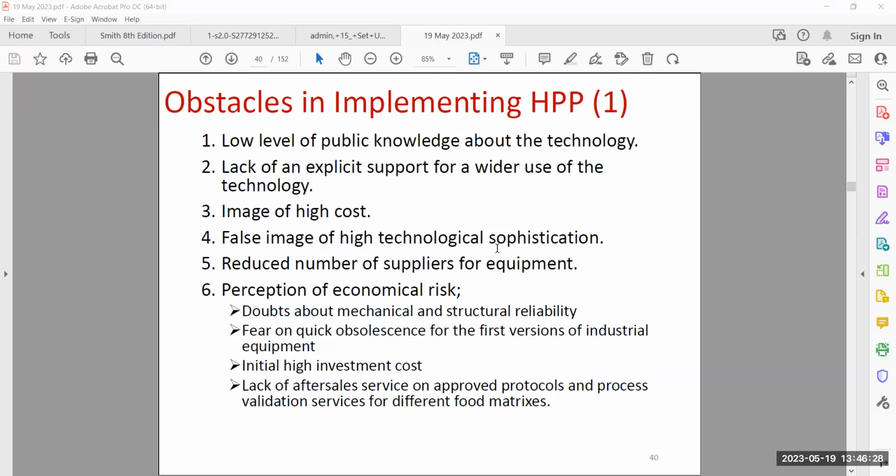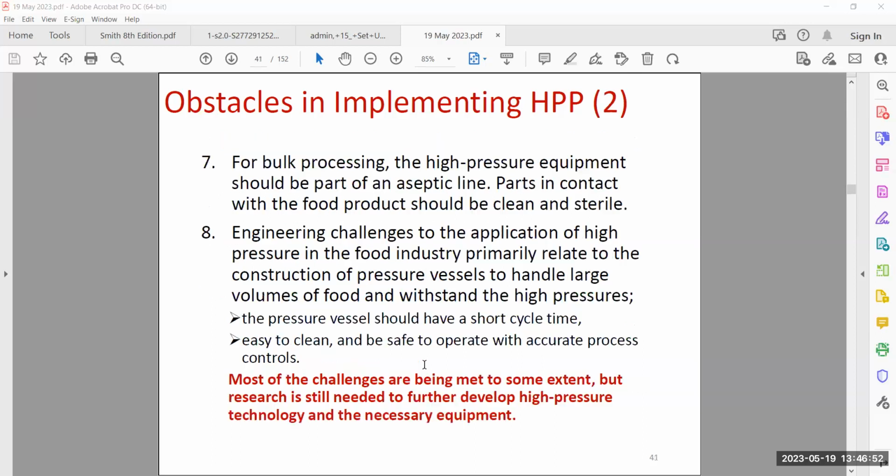Previously we talked about only 3 industrial producers of HPP at the moment, and of course the perception of economical risk. We doubt the mechanical and structural reliability, the obsolescence of the technology for the first revision, especially the initial high investment cost, and of course the lack of after-sales service.